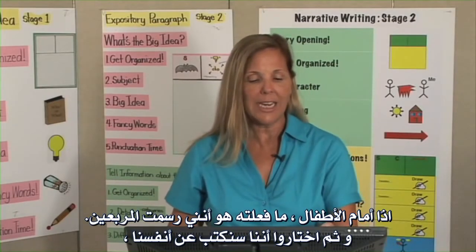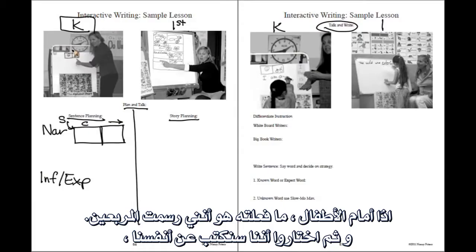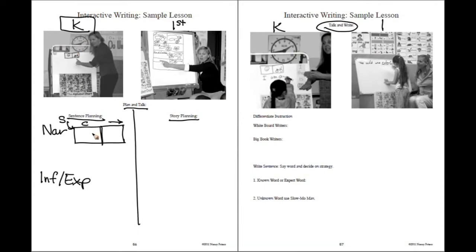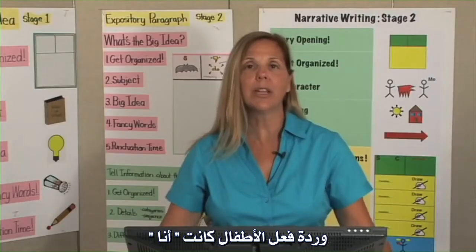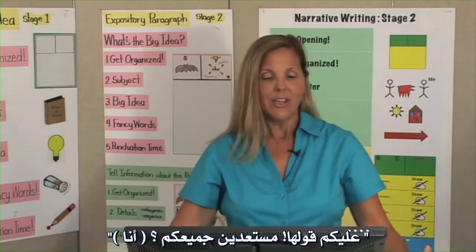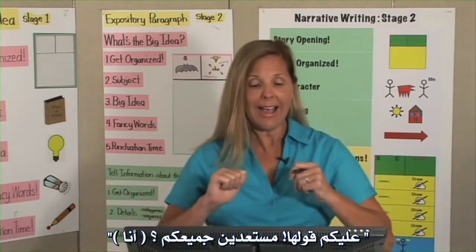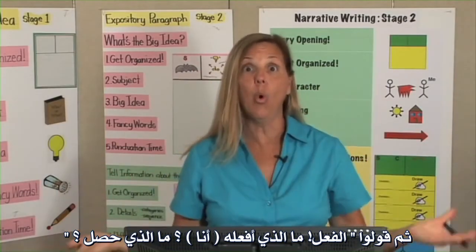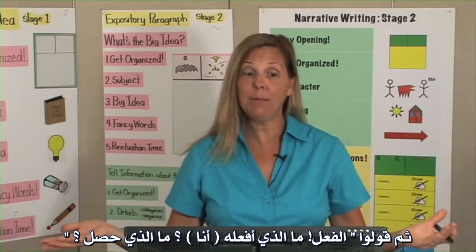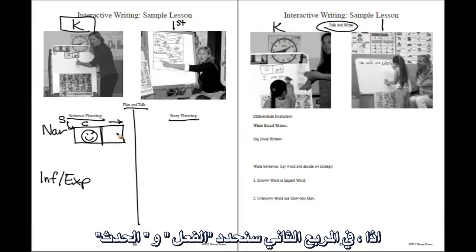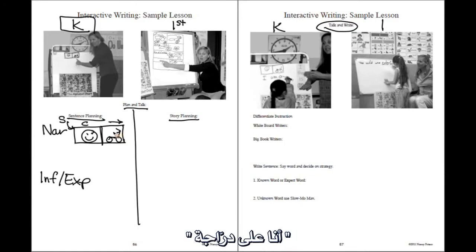So in front of the kids, I drew the 2 boxes and they decided that we were going to write about ourselves. So I drew a picture. And all the kids went like this, I. You say that. Ready, everyone? I. And then action. What am I doing? What's happening? So in this box, we were deciding what was happening, and then we decided that I am on a bike. So that was our sentence.